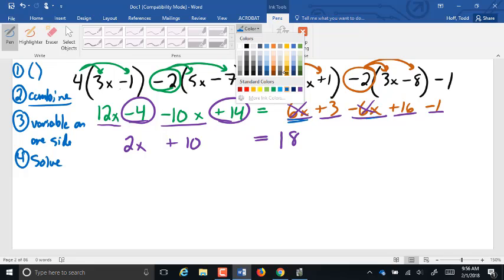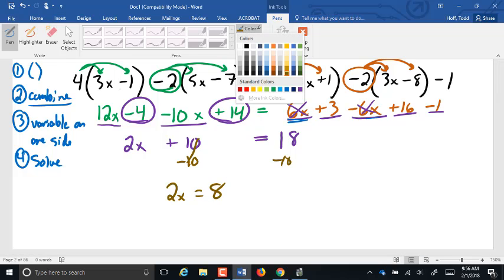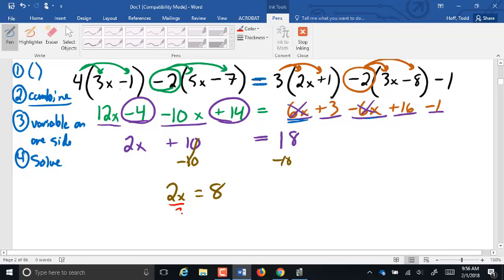So looking at this, trying to solve it, what's going to be our first step? Subtracting 10. So 2x equals 8. And then divide by 3. Or divide by 3. Divide by 2. X equals 4. Any questions?